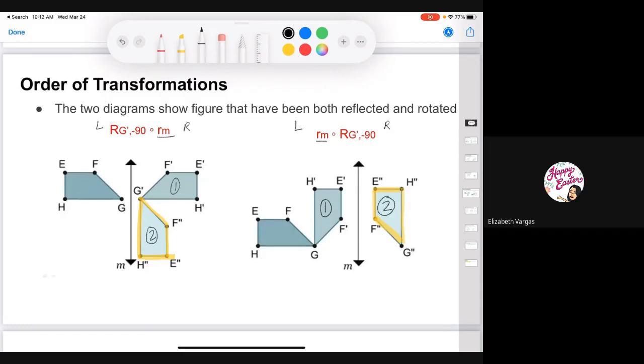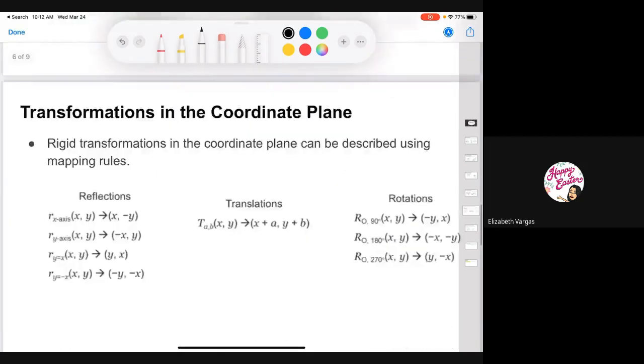Okay. And so that's why it's super important for you to remember that whenever you have compositions, you got to read it from right to left. Always right to left. Because if you mess up the order, you'll end up with a completely different resulting image. Okay?